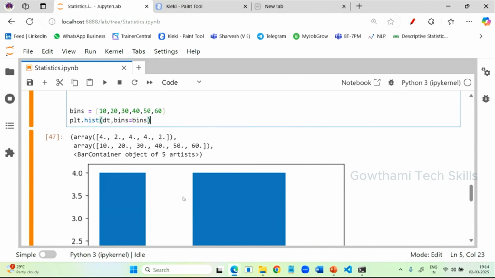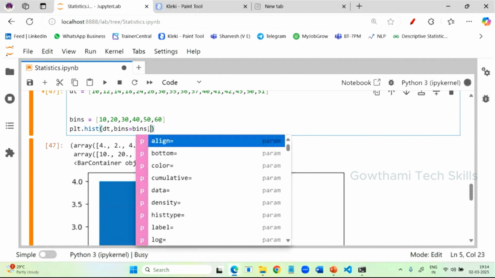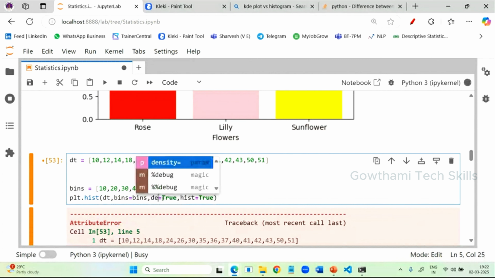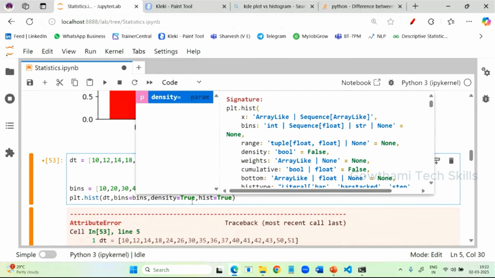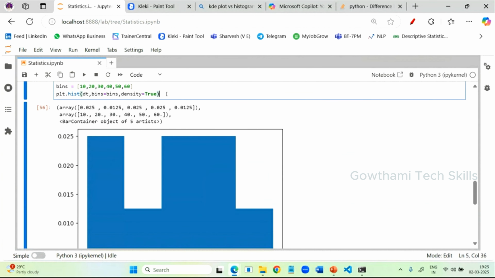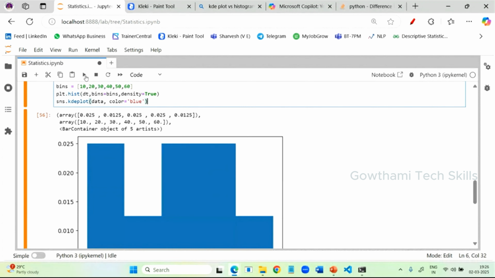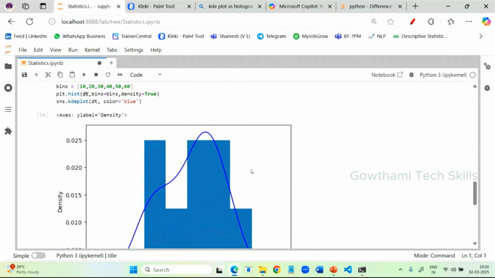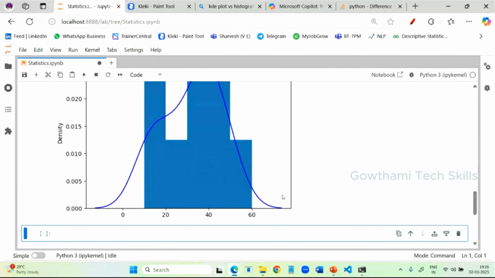On top of this, to give KDE, meaning a probability density, there is one attribute called... so here I am going to provide sns.kdeplot. Yes, see here, you got this one. You can change the x ticks and y ticks as well.